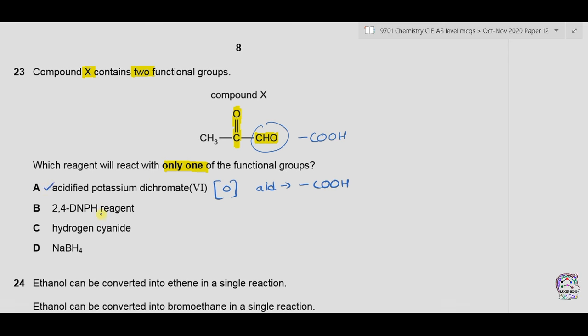B is 2,4-DNPH. Now dinitrophenylhydrazine reacts with both aldehyde and ketone functional groups. So therefore B is incorrect. C is hydrogen cyanide, and hydrogen cyanide converts both aldehyde and ketone into hydroxynitriles.